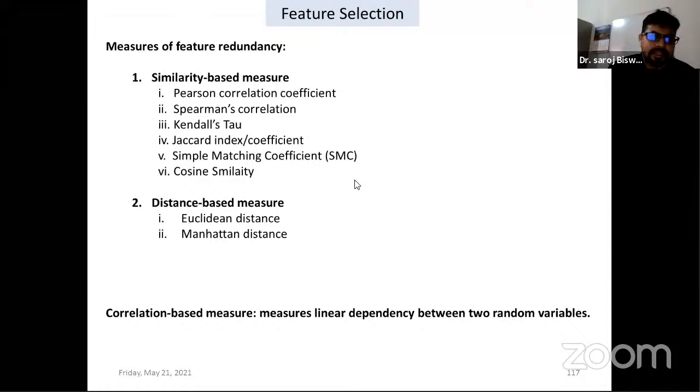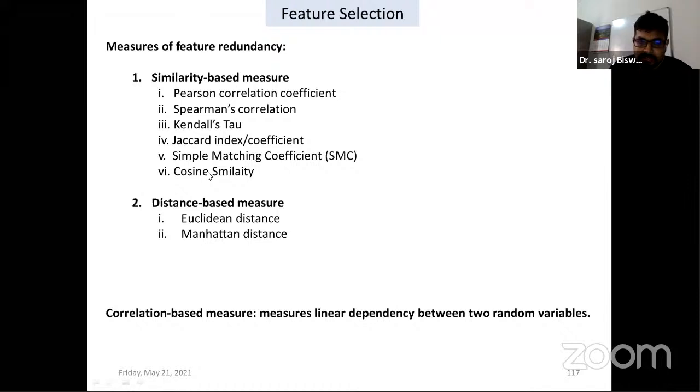For that, we have two kinds of measures. One is called similarity-based measures, and another is called distance-based measures. In similarity-based measures, we can find the similarity. If they are very similar, then we can say they are redundant. If they are not similar, then we can say they are not redundant. Here we have some similarity measures: Pearson correlation coefficient is one of them, then Spearman correlation, Kendall's tau, Jaccard index, simple matching coefficient, and cosine similarity.